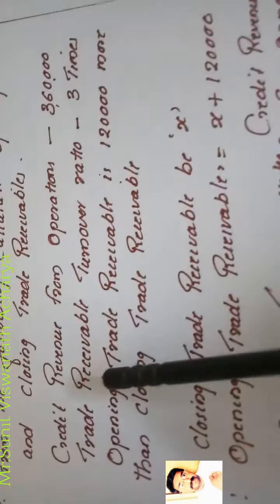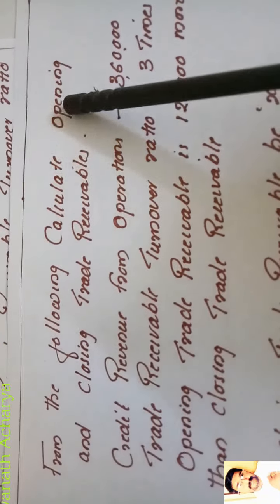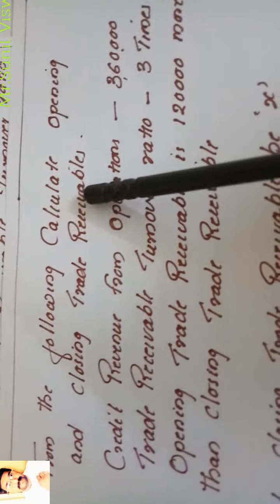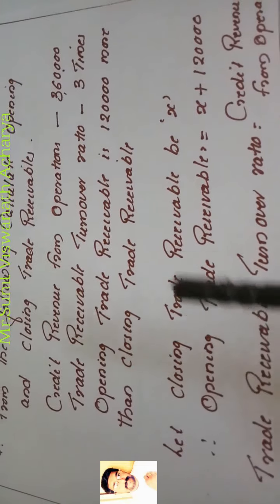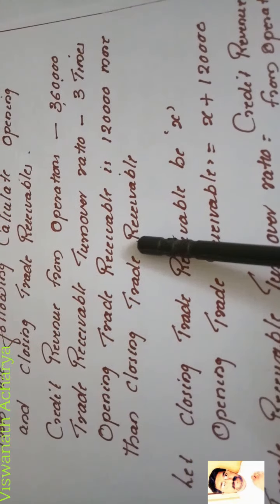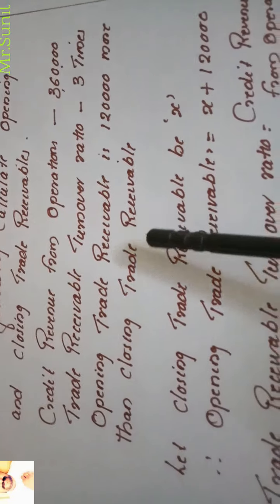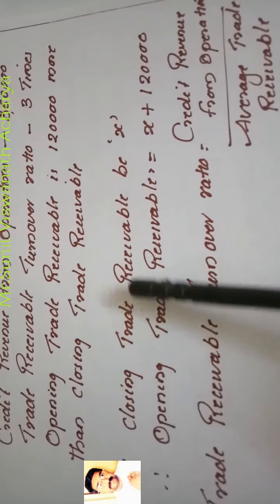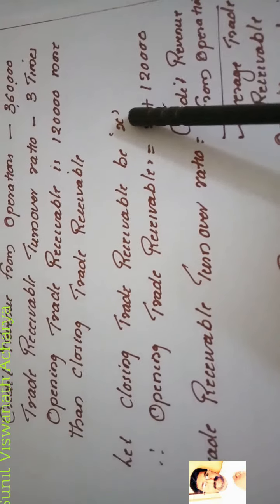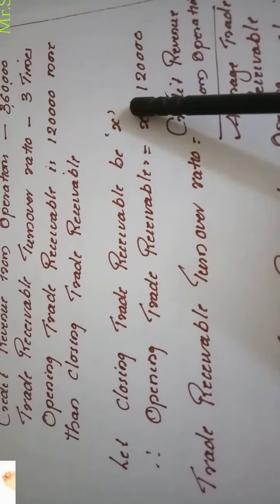Opening trade receivable is 1,20,000 more than the closing trade receivable. Its meaning is opening trade receivable is 1,20,000 greater than the closing trade receivable. This much information is given in the question. What we have to calculate? Opening and closing trade receivable. In the question we don't know what is opening trade receivable, how much is closing trade receivable. So we can take closing trade receivable as X.